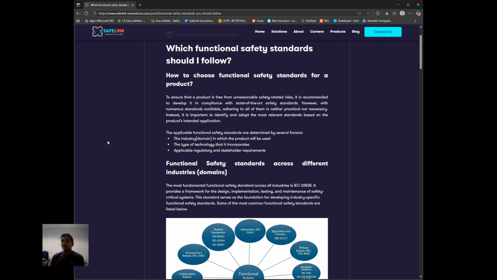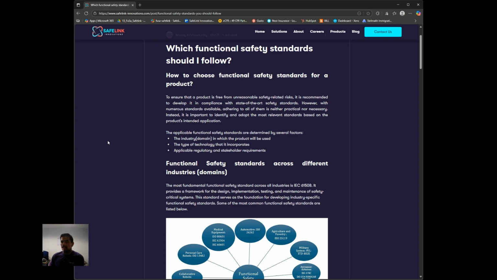There are two ways in which you have to choose your standards. Number one is what is the domain for which you're using your product? And number two, once the domain is chosen, what are the specific safety standards available for that domain? Let's look at number one.